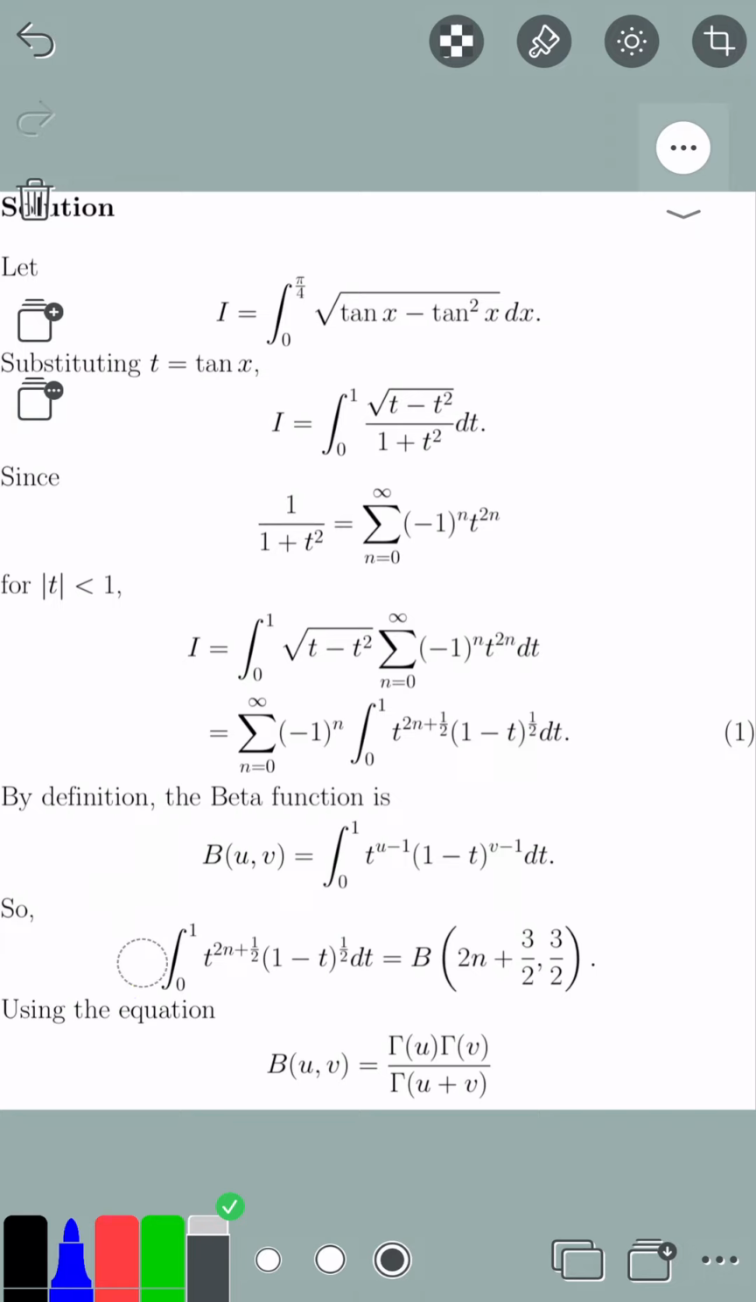Then, using the relation between the beta function and the gamma function, beta of u and v is equal to gamma of u times gamma of v divided by gamma of u plus v. Then we get, I'm gonna go to the next slide.